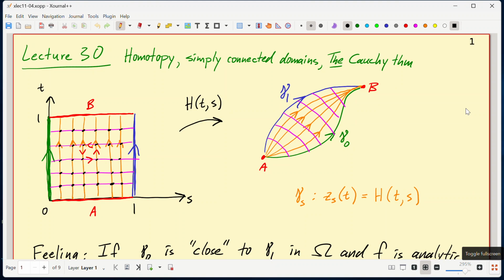They start at A and they end at B. So two curves are homotopic. This is a definition that works for continuous curves. We're going to assume that our gamma naught and gamma 1 are piecewise C1 usually, because we're going to be integrating analytic functions along those curves, and in order to do that, they need to be piecewise C1. So gamma naught and gamma 1 might be piecewise C1.